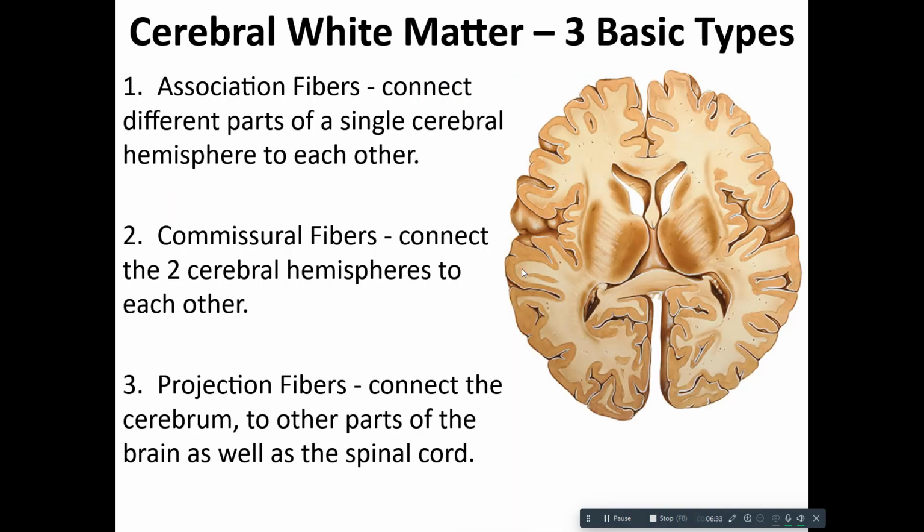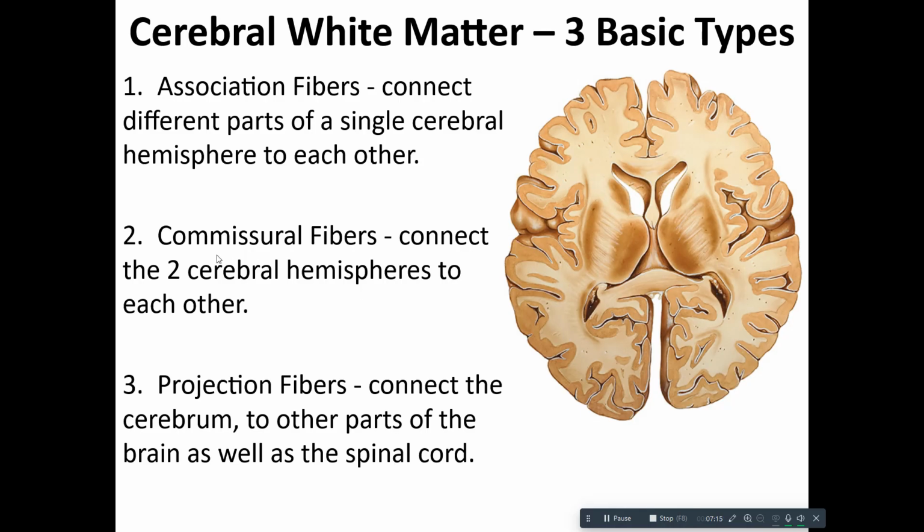All right, let's finish up our cerebral discussion by taking a look at the 3 basic types of white matter. Now, we know all white matter is made of myelinated axons, which send signals from one part of the brain to another. And there are actually 3 basic types of cerebral white matter. There are association fibers, which connect different parts of the same hemisphere to each other. Then there are commissural fibers, which connect one hemisphere to another.